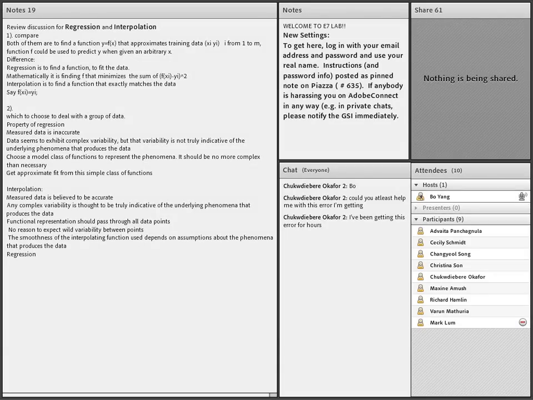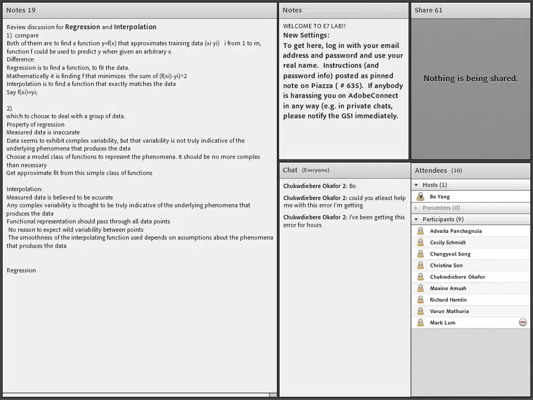So the key point is for the regression, we think the measured data is inaccurate, and for the interpolation, the measured data is believed to be accurate, and we want to find a function that will pass through all the data points. Well, after comparing these two methods, we're going to start with regression.